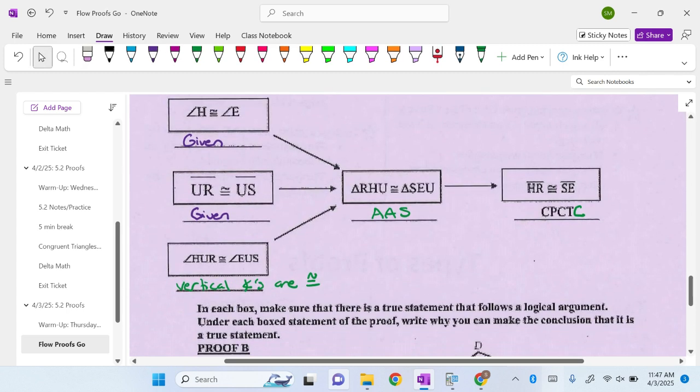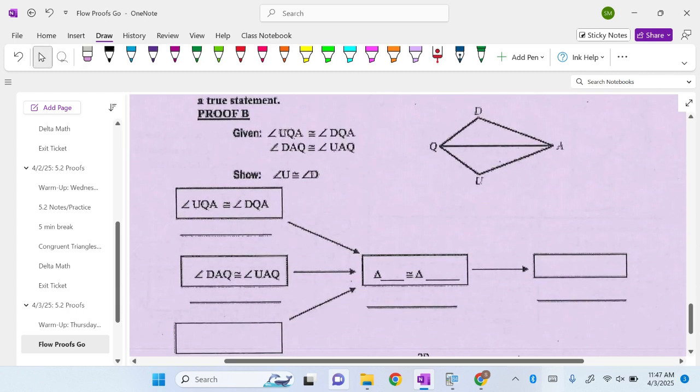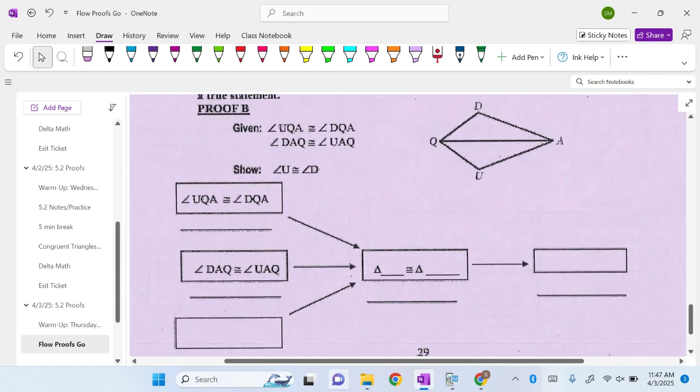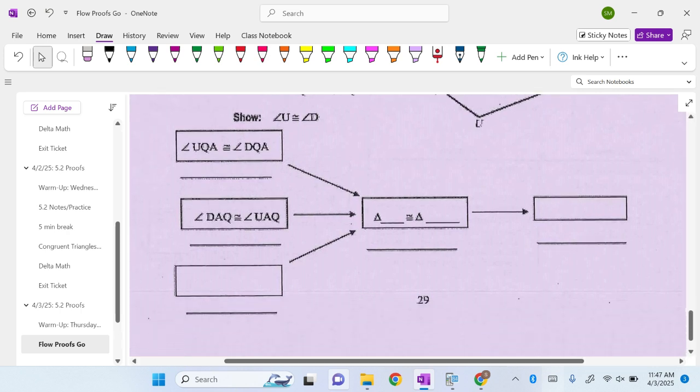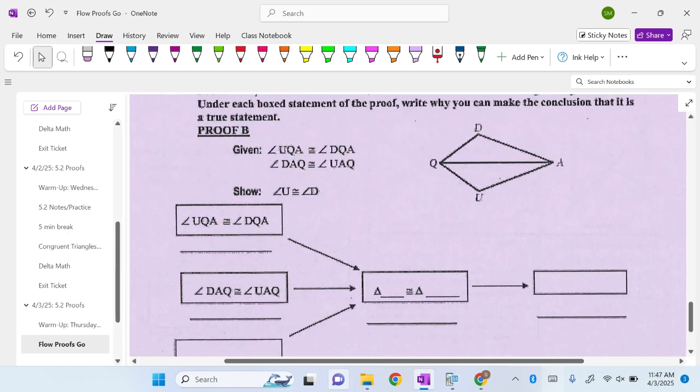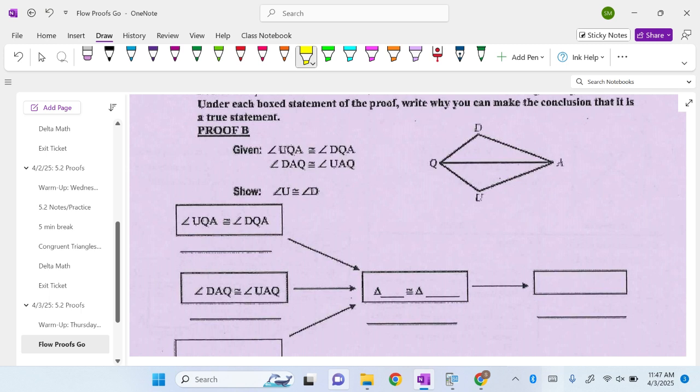Okay, so let's try another one. So still proving congruent triangles. All right. So this time they left some of the statements out and they still left all the reasons out. So first things first, we're looking at what we're given and we're going to mark it.